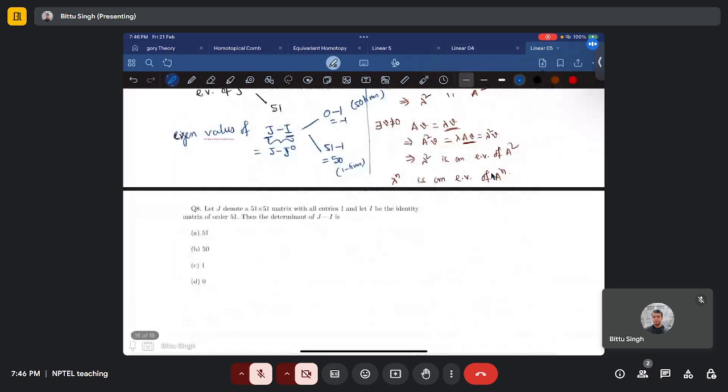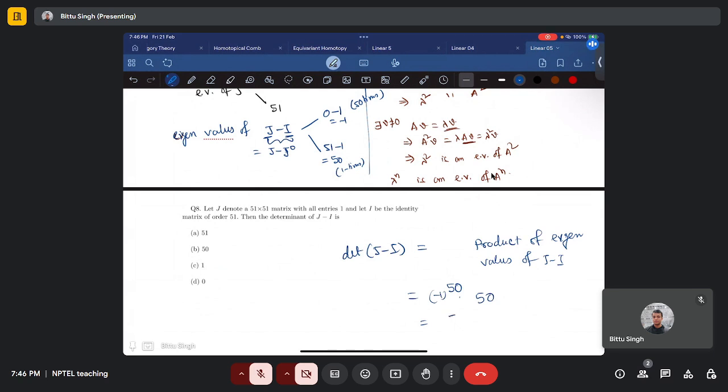Alright. The determinant of any matrix is the same as the product of its eigenvalues. For J minus I, what are the eigenvalues? Minus 1 occurring 50 times, so minus 1 to the power 50, times the other one, which is 50. But minus 1 to the power 50 is plus 1, into 50, which is 50. So the answer will be 50. Okay.